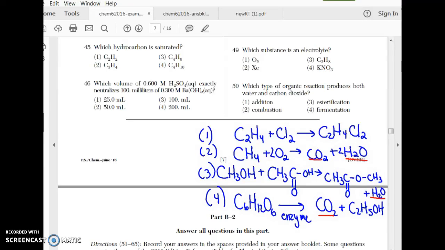Question 50, which type of organic reaction produces both water and carbon dioxide? This is kind of a spicy meatball, for this reason that one of them produces only carbon dioxide but not water, another one produces water but not carbon dioxide, and only one produces both. The one that produces both is combustion. Recall that in an esterification reaction, you make water but no carbon dioxide. But if you do a fermentation reaction, you make carbon dioxide but no water. Again, somewhat of a spicy meatball. I like this one.